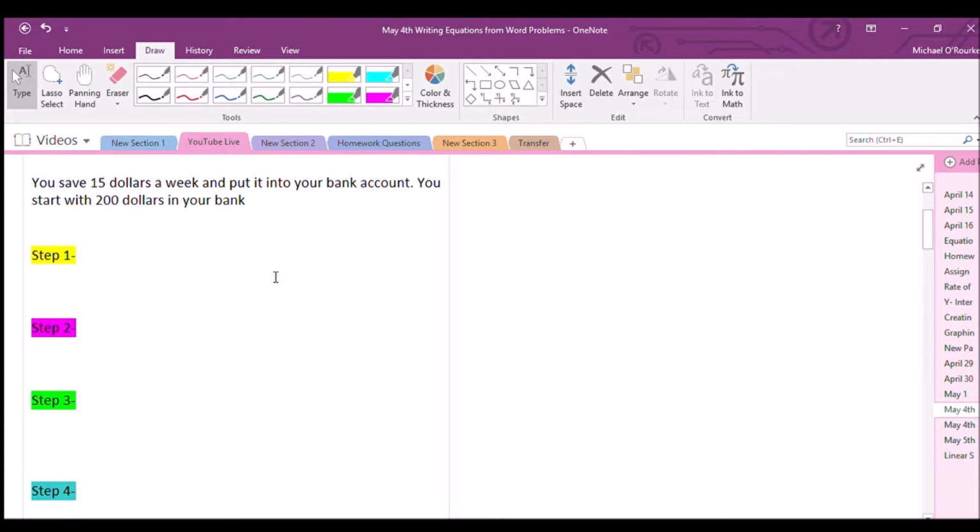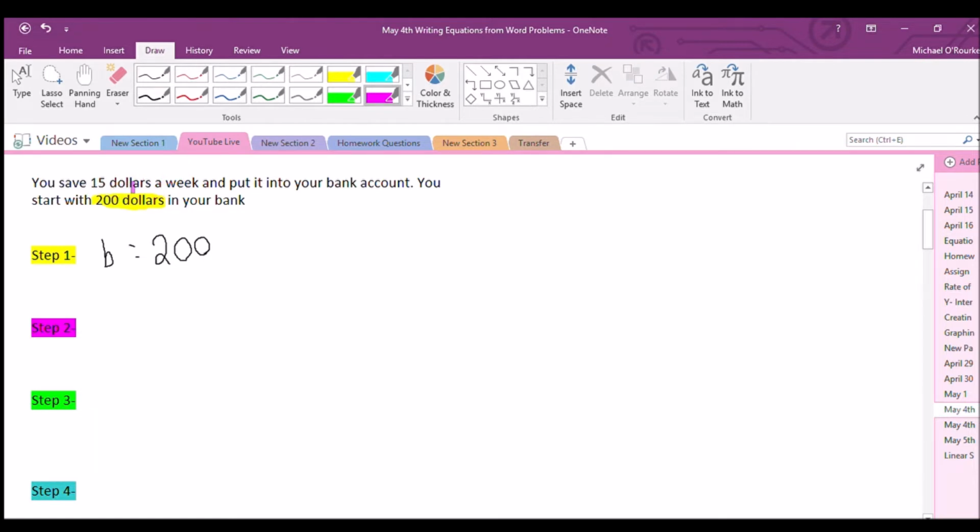Okay. So let's look here. First things here, we're going to find our initial value. So you save $15 a week and put it in a bank account. You start with $200 in our bank. So there's our initial value, the $200. I know my b is going to equal 200. Then our rate of change here is $15 per week.